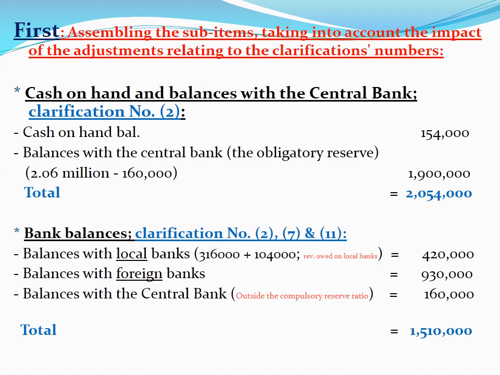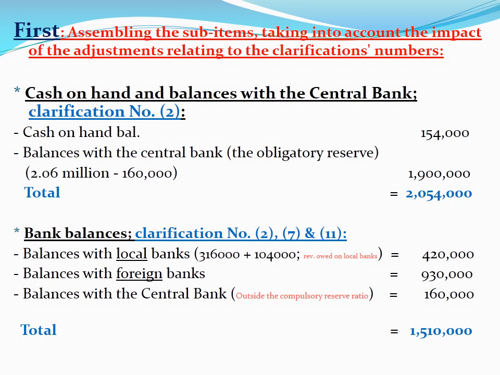Balance with the local banks 316 plus 104,000 in the adjustment, that is revenue owed on local banks. I explained it just before explaining this slide. Balances with foreign banks, there is no adjustment, so 930,000. Balances with the central bank 160, I told you, outside the compulsory reserve ratio, that is deducted from the item up of this slide.